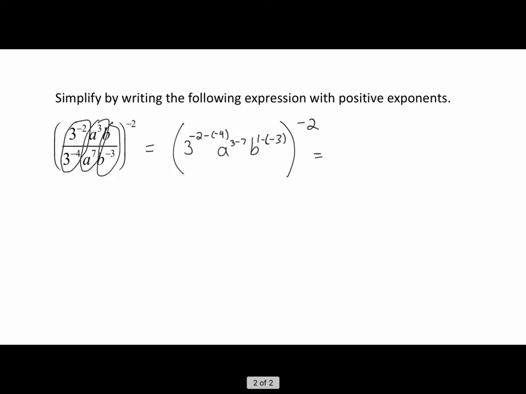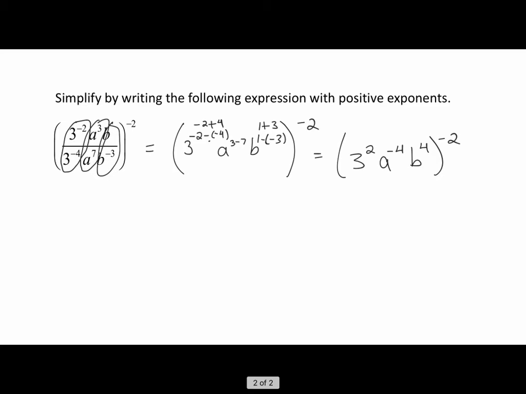Okay. Let's simplify what we have in here. So that's going to be negative 2 plus 4 by that general rule. And negative 2 plus 4 is 2. Base A, 3 minus 7 is negative 4. And base B, that's going to be plus 3 by the general rule, so to the 4th.